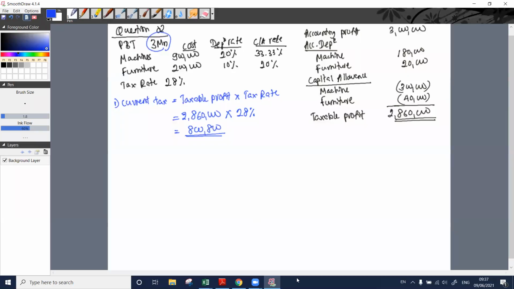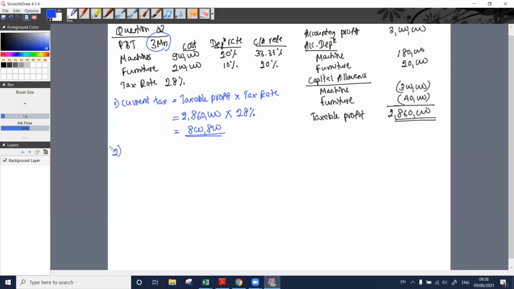Is this the answer? Yes, okay, correct. This should be our current tax expense amount, right? Taxable profit into tax rate. Again, taxable profit is not given as straightforward. We have been given the accounting profit, and now we know how to convert this accounting profit into taxable profit. So this is the answer for part 1.